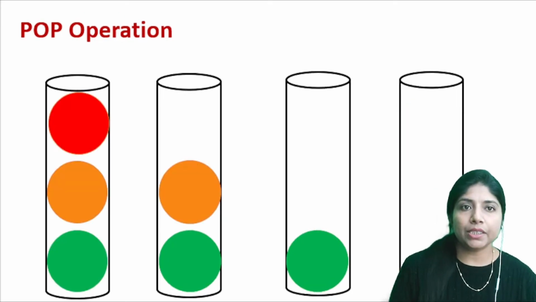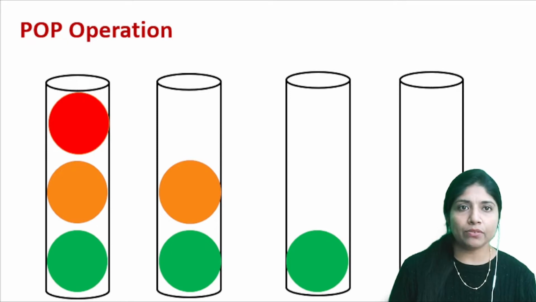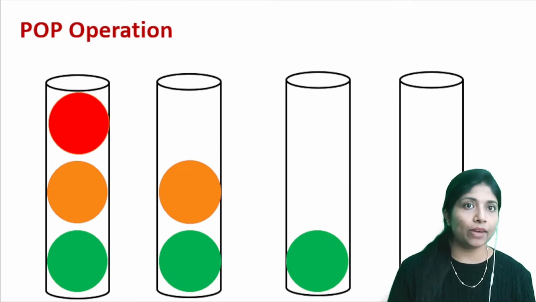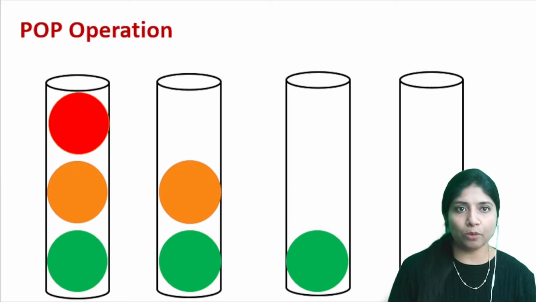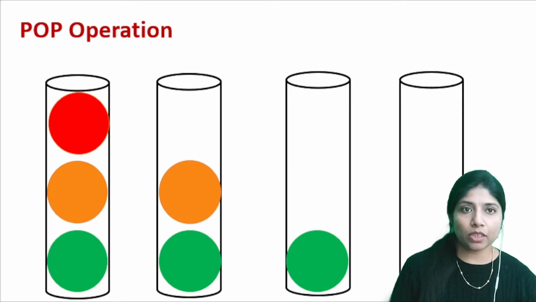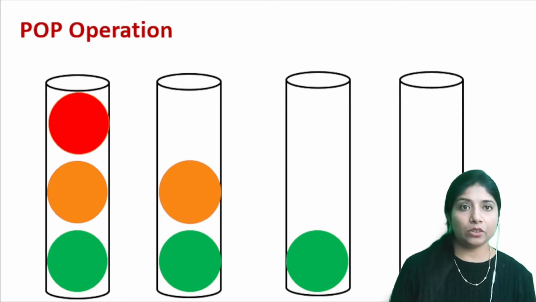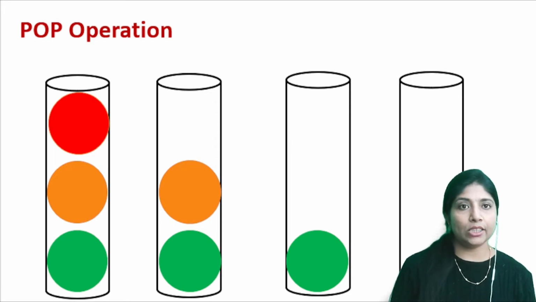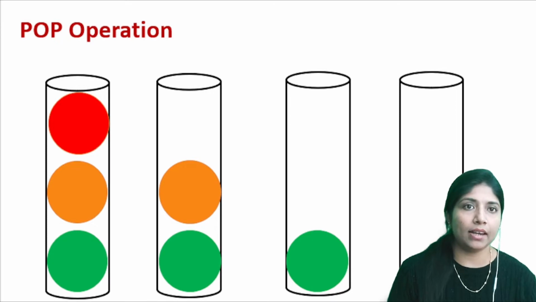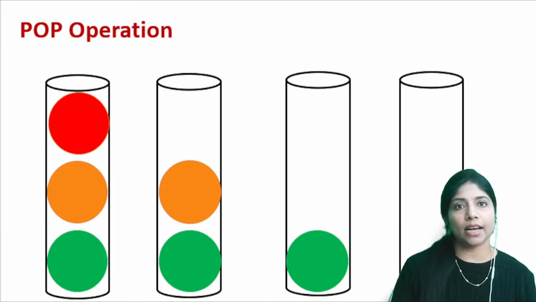Pop operation. When you remove values from the stack, it is called pop operation. Only pop operation can remove values from the stack. So here we have a container full of balls, and we are going to remove the balls. When we removed the red ball, we had two balls inside, the orange one and the green. Then gradually we removed the orange one and then the green one. Now our stack is empty and this condition is called underflow.